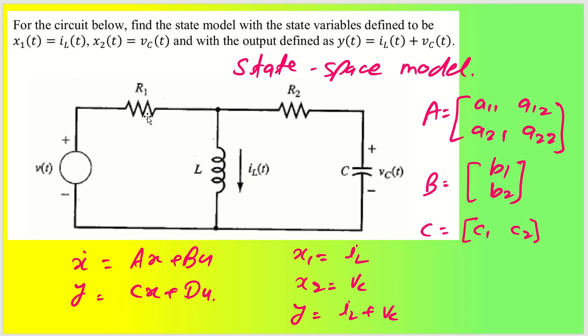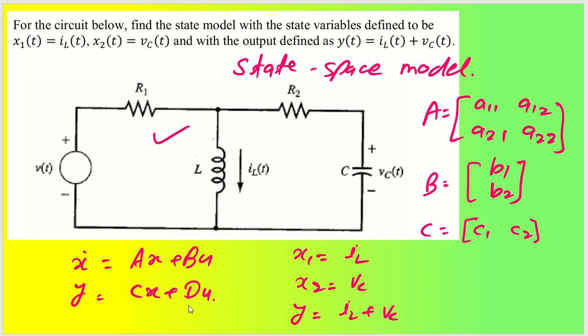Namaskar, my dear friends. We have a question with this particular circuit, and we have to identify the state space model for it. You already know the state space model is x dot is equal to Ax plus Bu, and y is equal to Cx plus Du.